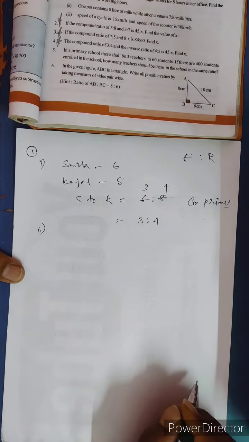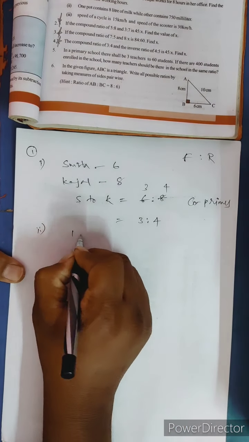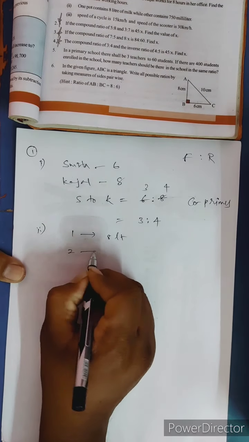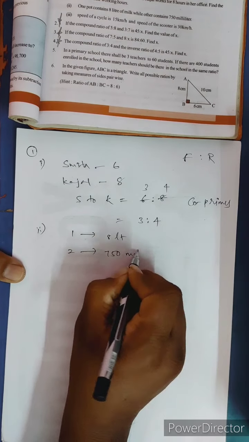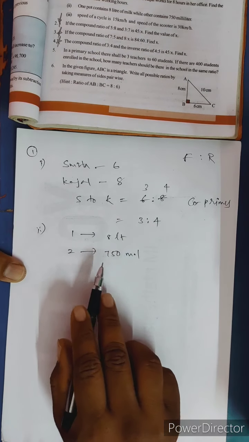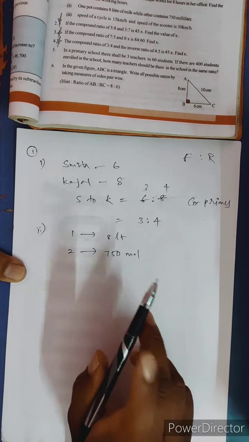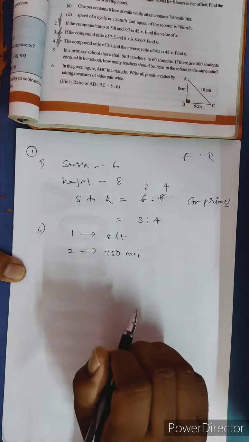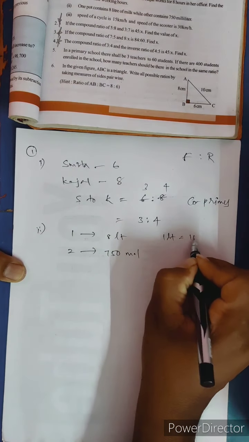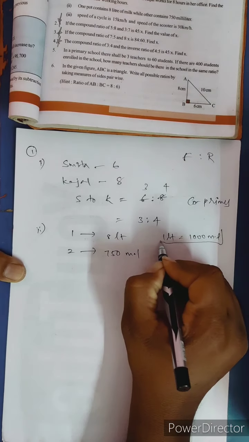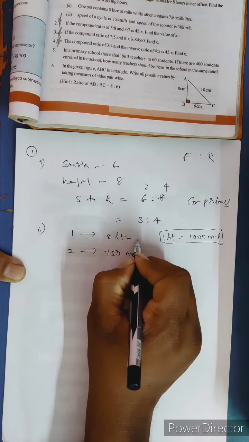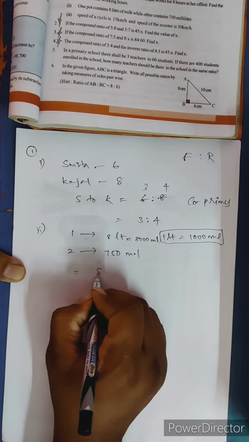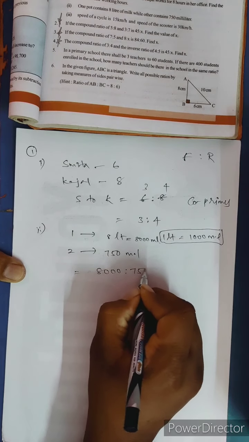Now the second one. First part contains 8 liters of milk, while another part contains 750 milliliters. See, one quantity is in liters, another in milliliters. So we can't compare directly, because the same kind of comparison is needed here. 1 liter equals 1000 milliliters. So first convert 8 liters into milliliters: 8000 milliliters. Now their ratio is 8000 is to 750.